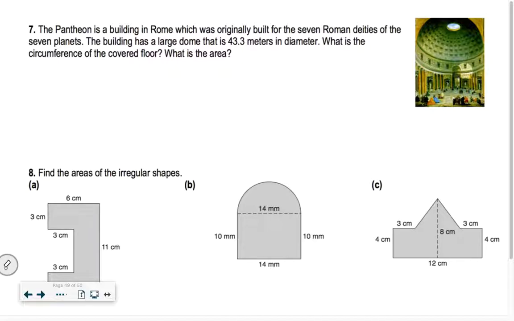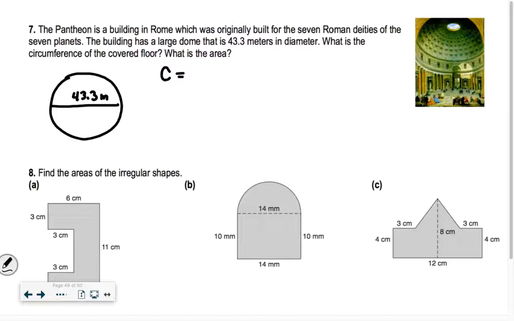What is the area? So we have this big circle. So when you look up, can you guys see in the picture? You got this big dome above you. And the floor is a big circle. And so it's 43.3 meters across. I said 4.3, sorry. That would be tiny. So 43.3 meters. So what is the circumference of the covered floor?